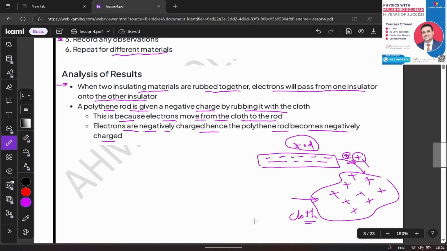Is this the reason this is negative and this is positive? Is this the reason? Or is the reason that electrons transferred from the cloth to the rod? Which one is correct? And the second one. The second one, what is the second one?